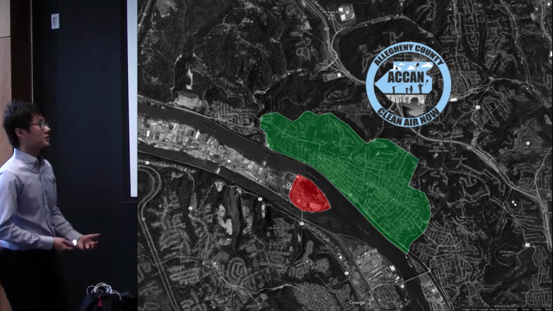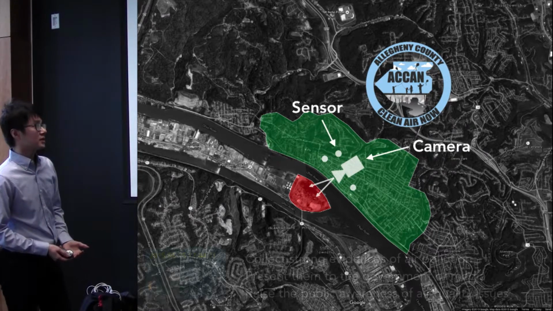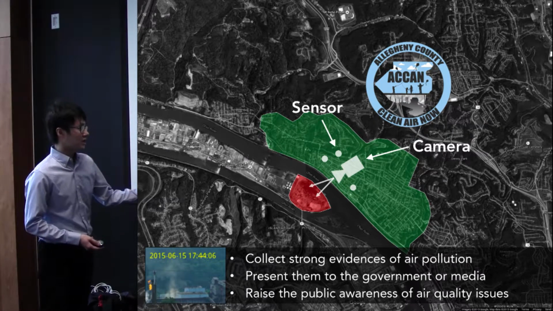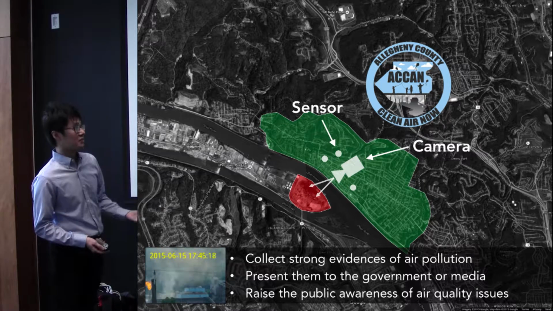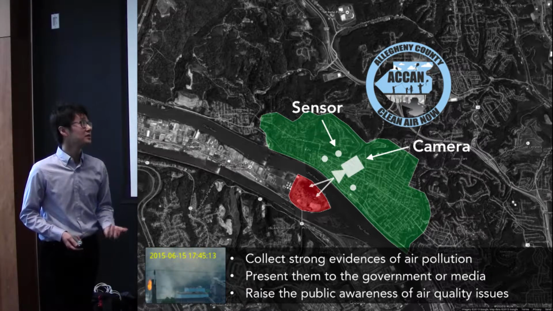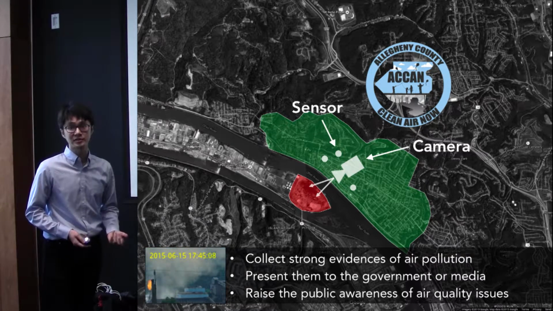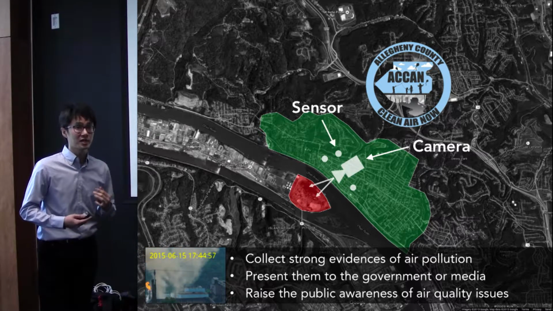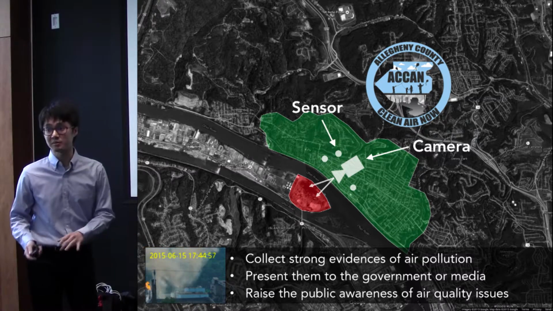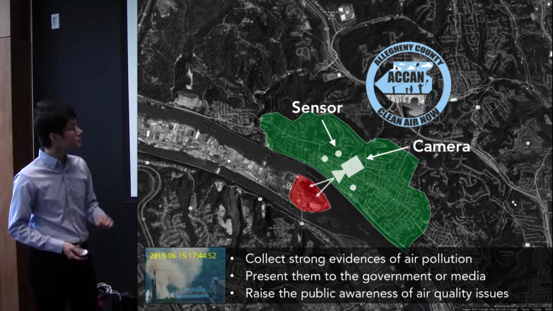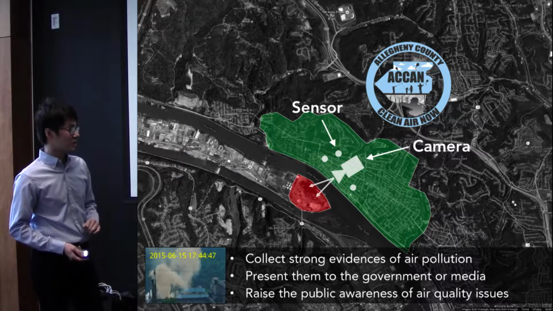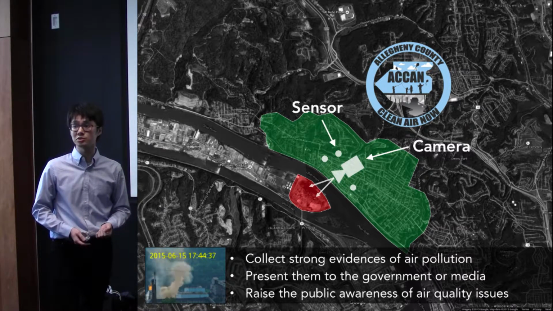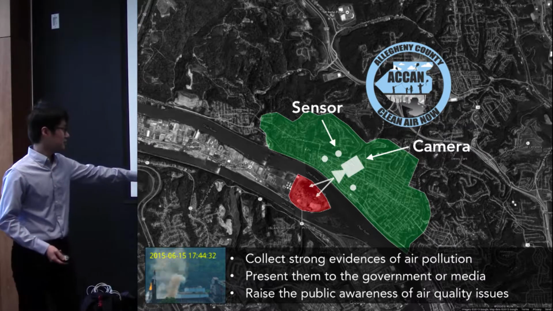So we want to help them to collect strong evidence, and this evidence is data-driven. It is driven by sensor readings and cameras. We help people deploy cameras and sensors in the communities. These sensors and cameras are provided by us, but the locations are provided by the community members. And we want to present them to the government or media and raise public awareness of air quality issues. And these are like images.